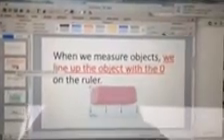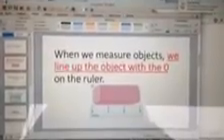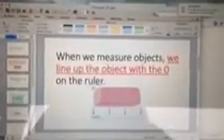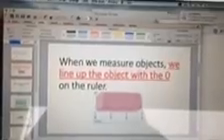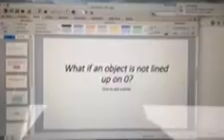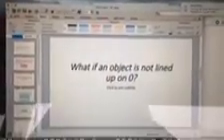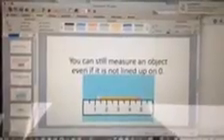So when we measure objects, we line up the object with the 0 on the ruler. I think it's very important to stress this. Ideally, every time we measure, we must start at the 0. That's non-negotiable. But what if an object is not lined up at the 0, right? We get an object, it's on a ruler, and it's not at the 0. Fret not. You can still measure an object even if it's not lined up at the 0.